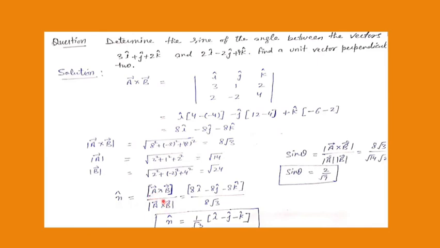So vector itself is A cross B, magnitude is modulus of A cross B. So you will be putting the values, you are getting 8 i cap minus 8 j cap minus 8 k cap divided by 8 root 3.